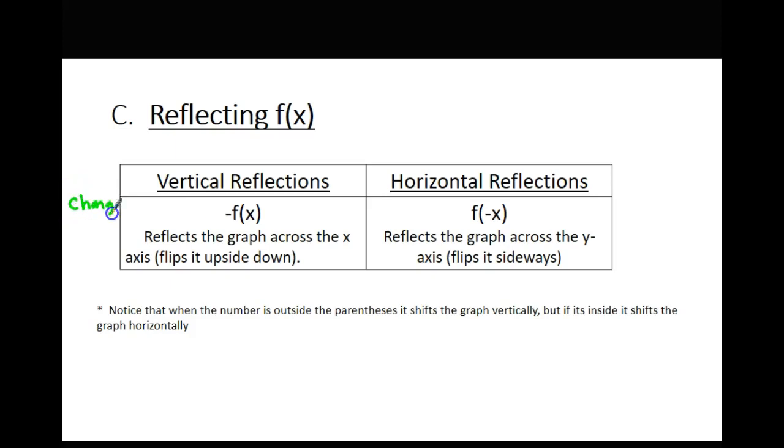It changes all y values' signs. So when the negative is on the outside, it changes all the y value signs. So if the y values were positive, they become negative. If they were negative, they become positive. Is that how it flips? Yes, exactly. Now over here, notice my negative is not in front of the f, but it's in front of the x. So that's going to change all the x signs. So for this side, we're going to say it changes all x value signs.